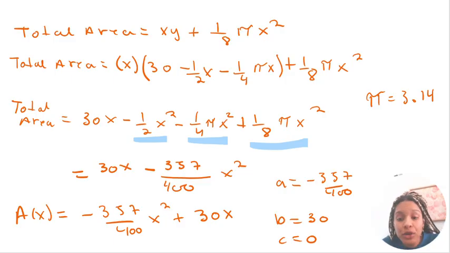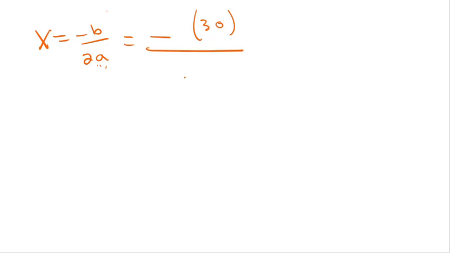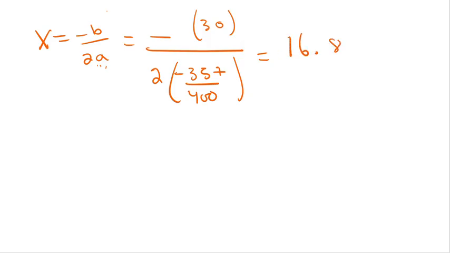Okay, now we're going to do the vertex formula, okay? So the vertex is x equals negative b over 2a. Well, negative b is negative 30. Is 30 negative? No. Over, what is a? 2 times negative 357 over 400. When you put that in your calculator, you're going to get 16.8. That was a long problem, and that is our answer.